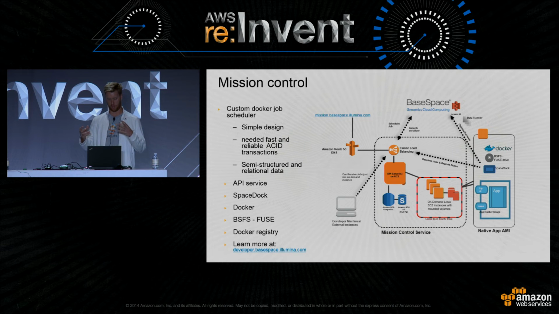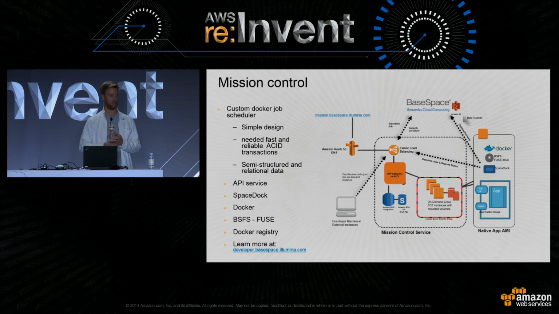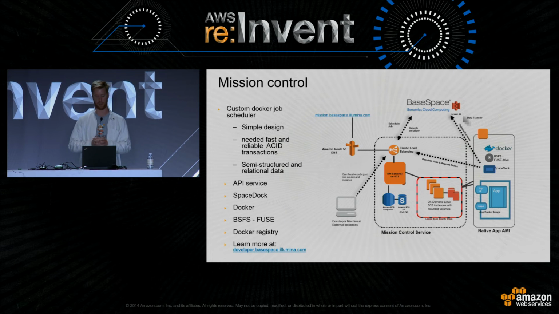The overarching goal of this is to be really simple. Like a lot of cloud providers, we produce these purpose-built services instead of a monolithic service. So we needed something very simple. We wanted everything to be very ACID and transactional. We have semi-structured and relational data. So we package all that up into an API service that's running on Amazon.